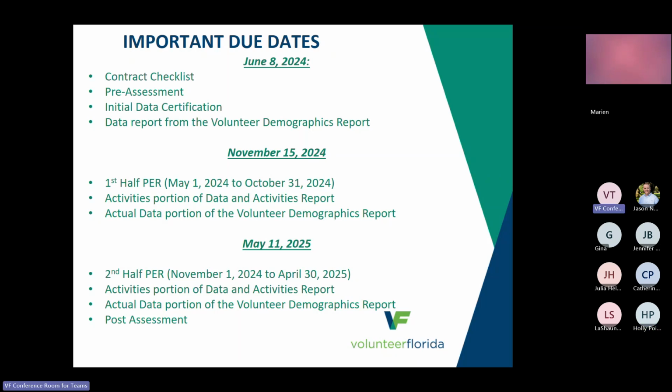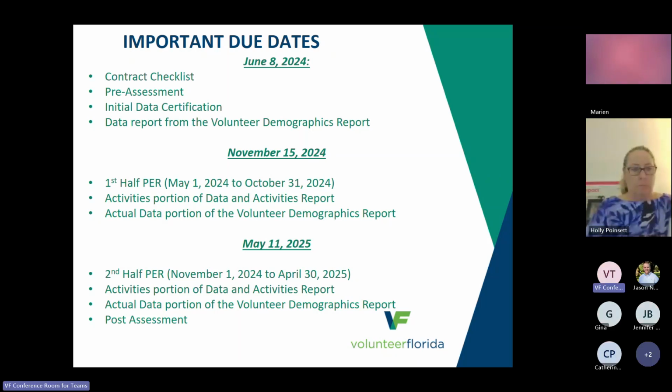All right, now let's talk about some important due dates. Again, the contract period is May 1st, 2024 to April 30th, 2025. All expenditures submitted must be in the approved budget and incurred and paid for within this period to be allowable. That includes the match expenditures as well.